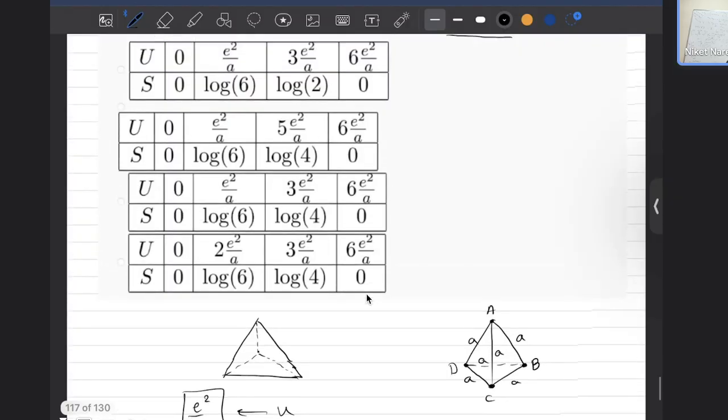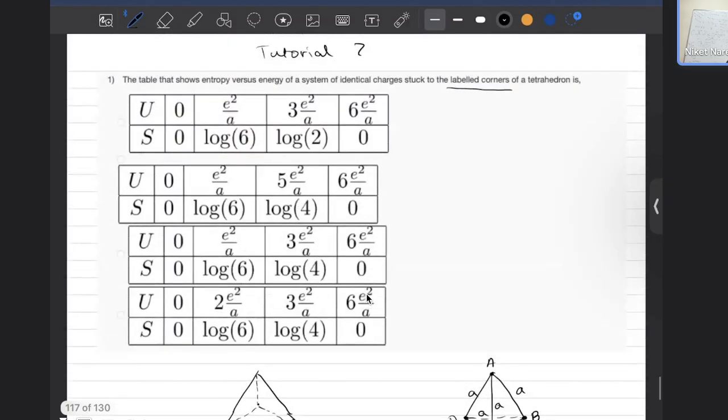So we have the answer right here. We have E square by A corresponding to log 6, 3E square by A corresponding to log 4, and 6E square by A corresponding to 0.